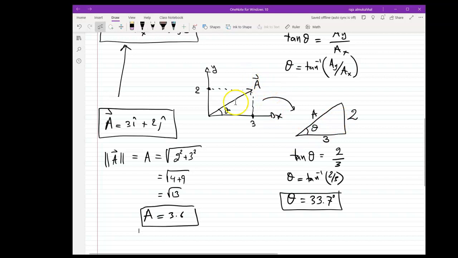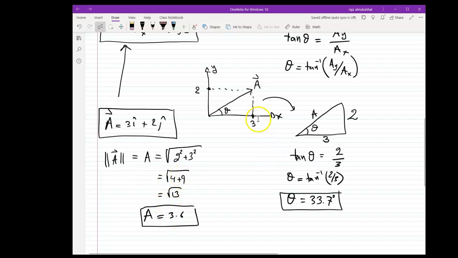So given this diagram, I am able to write the vector in terms of i and j like that, which is the more elegant way of representing a vector in physics, engineering, and the scientific field. And then the magnitude of the vector is simply the Pythagorean: take the x component squared plus the y component squared under the root, and that will give you the magnitude of the vector. Okay, 3.6 for this case.